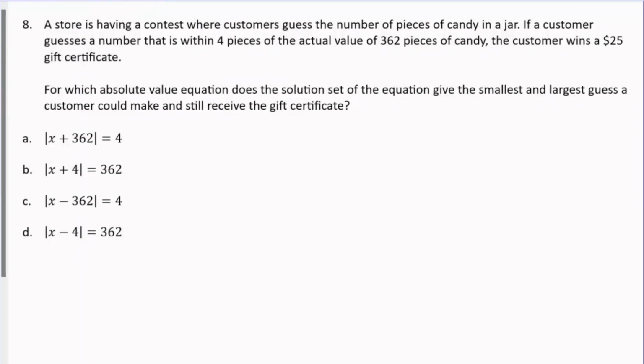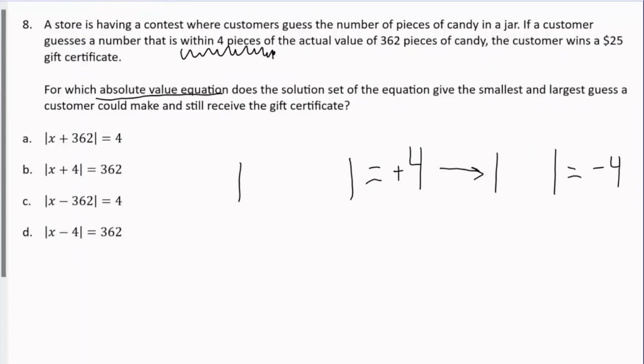So let's start by, we know it's an absolute value equation. So we know we're going to have our absolute value bars. And in this case, they can be within 4 pieces of candy. So they can either be up by 4 or they can be down by 4. This is when our absolute value is important because we know that in an absolute value, we get 2 answers. We get one that's positive and we get the second one that we turn to a negative. So we know it has to equal 4 because that's the only way we can get a positive and a negative answer. You can't have negative 362 pieces. So we're going to start by eliminating B and D.